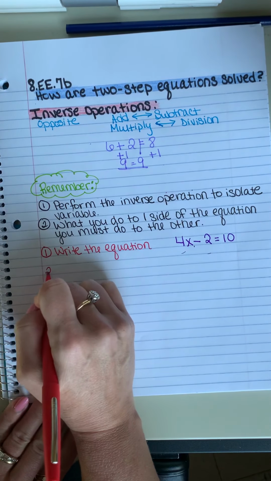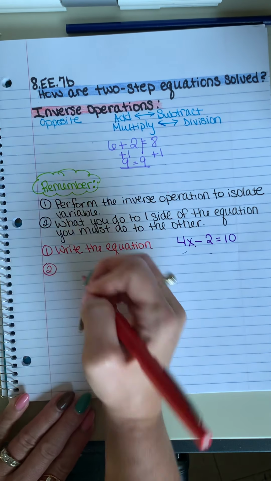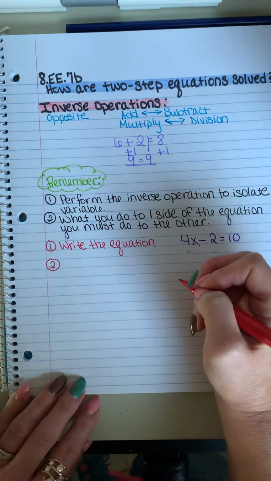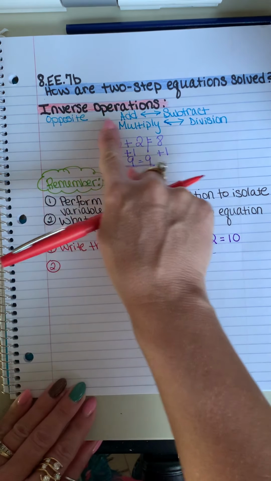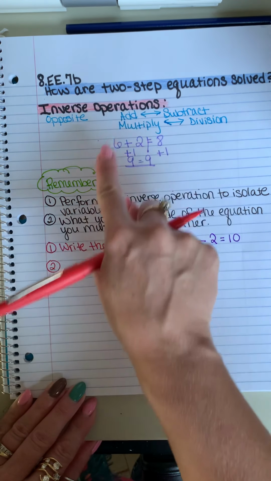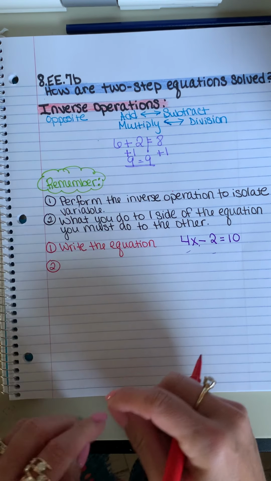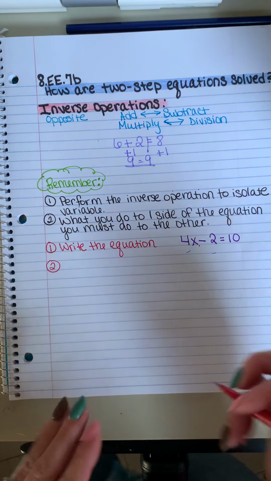Step 2, make sure you're writing the steps down too. The first thing that we're going to do, when we talk about these inverse operations, is undo any addition and subtraction.